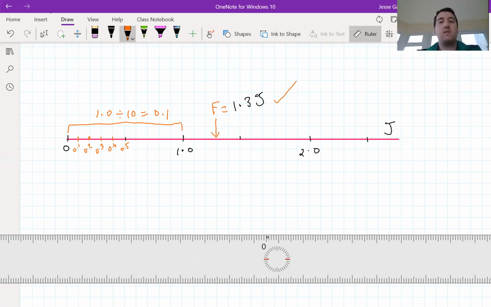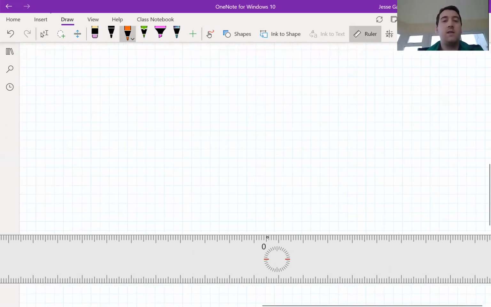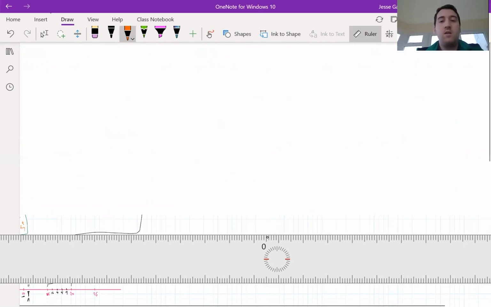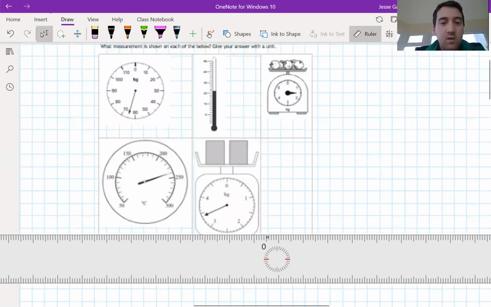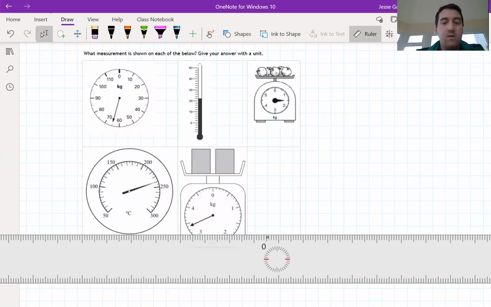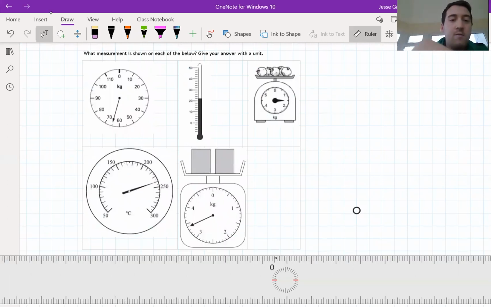Right, ready to do some practice. Okay, here we've got some pieces of science equipment. And what you have to do is write down, you can call them A, B, C, D, and E, what measurement do they show and what units are they in. Now, this is temperature, just in case you're not sure. This is a thermometer, so it's measuring temperature. So you'll get the unit from that. Okay, so pause the video, write down your answers.